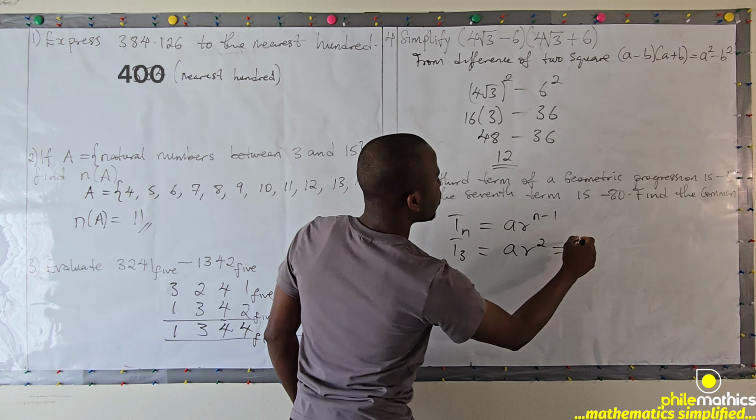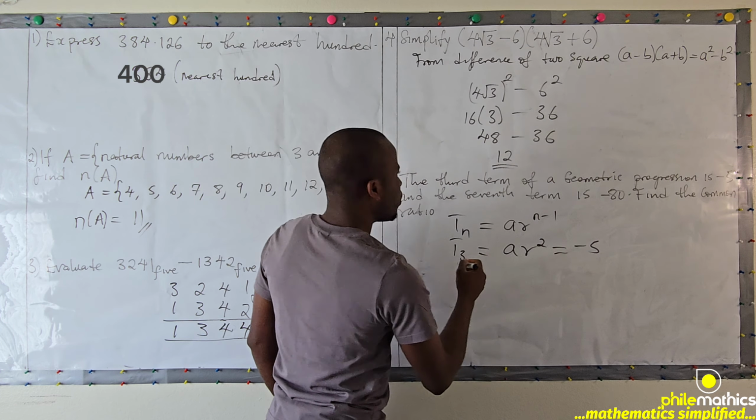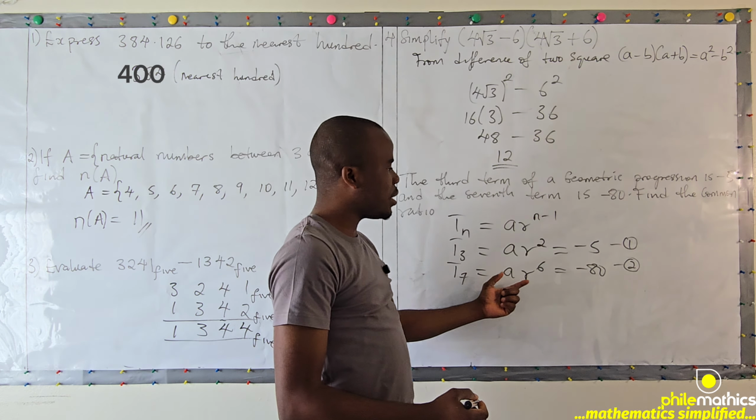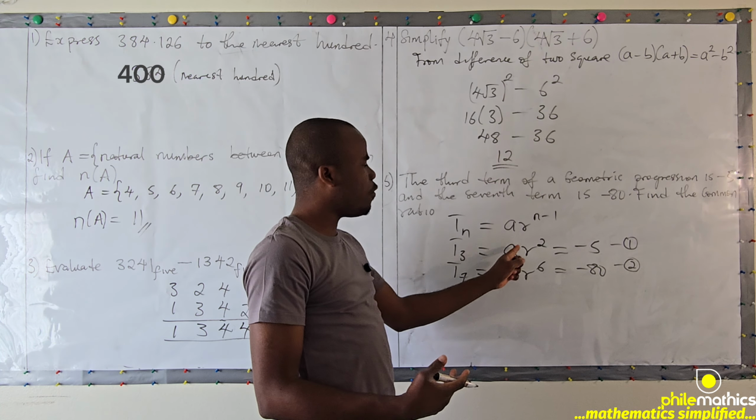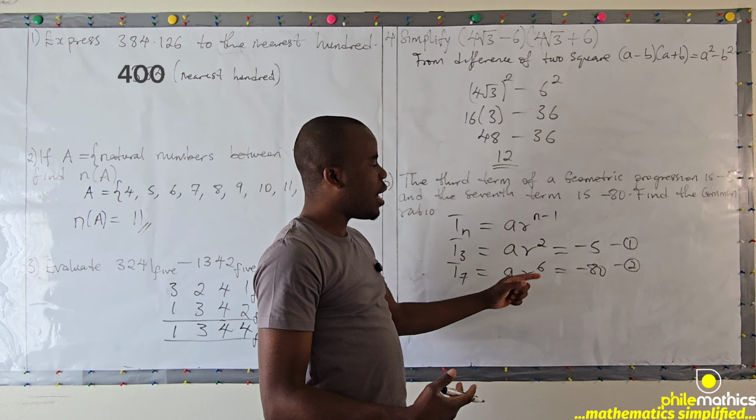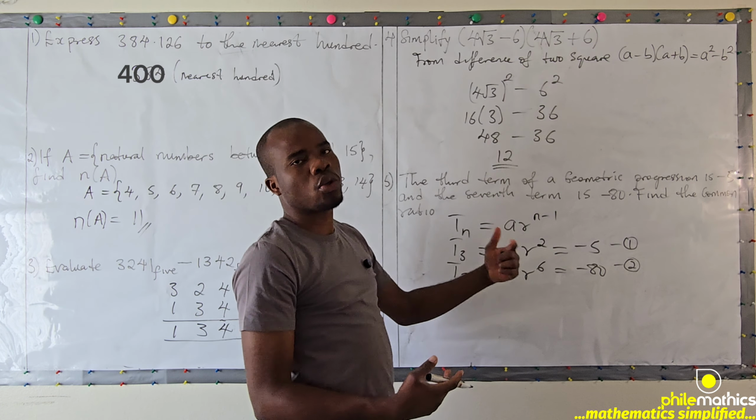So the third term is minus 5. And the seventh term is simply ar^(7-1), which is ar^6, equals minus 80. Let's call this equation 1 and this equation 2. Since on the left-hand side what we have is a product and not a sum or difference, we can say equation 2 divided by equation 1. Unlike in simultaneous equations where we have plus or minus, and we'd say equation 2 minus equation 1.